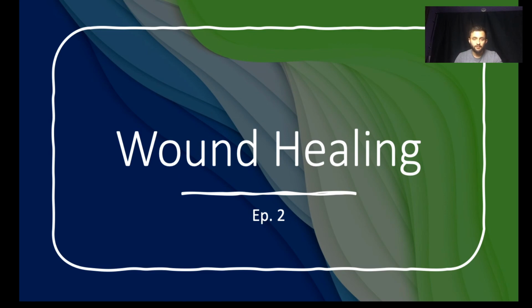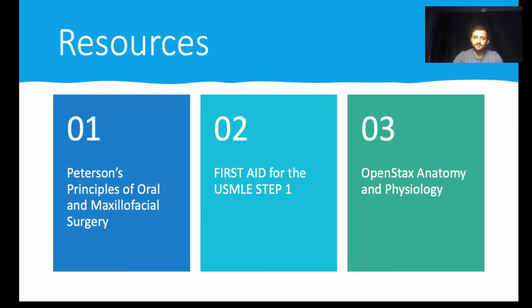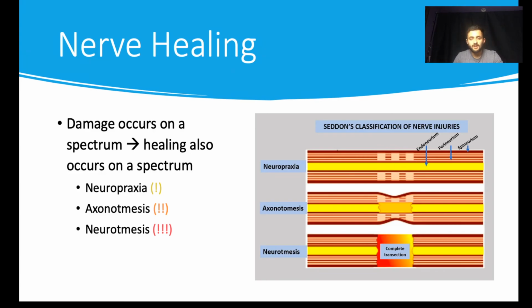All right, guys, so we're making our way towards the second part of wound healing here. Some of the resources we've been using so far are Peterson's Principles of Oral and Maxillofacial Surgery, First Aid for the USMLE Step 1, and OpenStax's Anatomy and Physiology. So we're going to talk a little bit about nerve healing in this section.